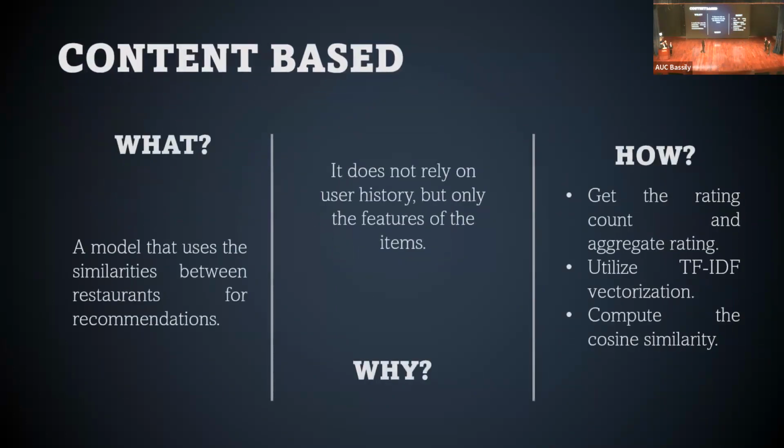First of all, is the content-based filtering. Content-based filtering is a recommendation that is generated based on the similarities between restaurant features. We decided to implement this specific model because it does not rely on user history, and it's very hard to generate human pattern-like data, so we had to rely on the data that we have scraped already.